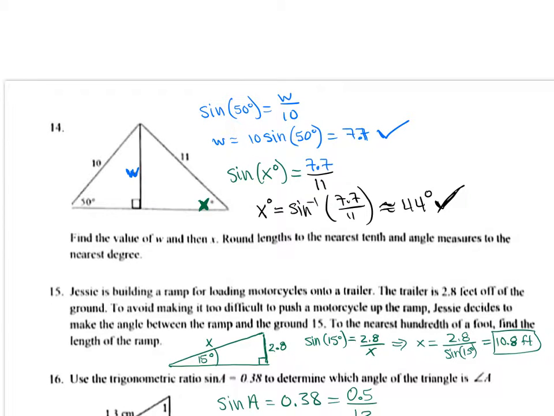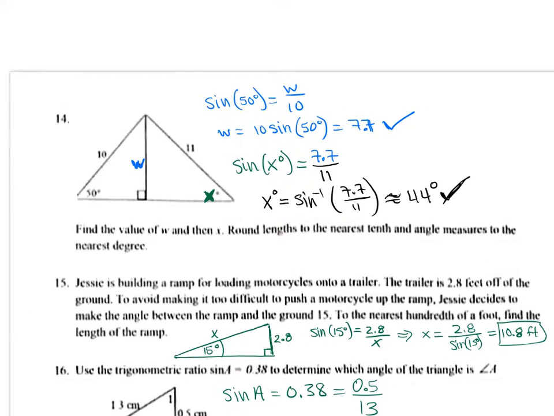Okay, for number 14, it says find the value of W and then X. So they want us to find W first. Well, for W, we can use SOHCAHTOA. W is the opposite side of the angle 50, and 10 is the hypotenuse. So we're going to use sine, because sine is opposite over hypotenuse. Sine of 50 is equal to opposite over hypotenuse, or W over 10.